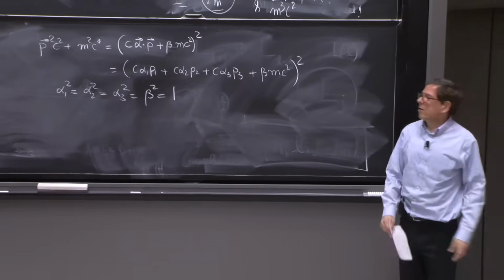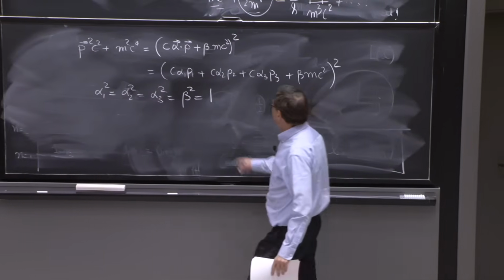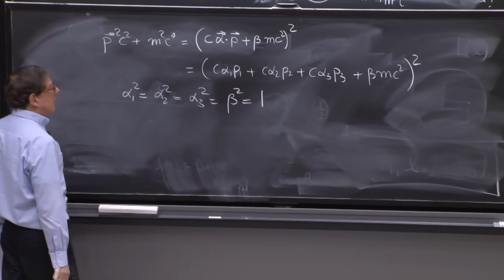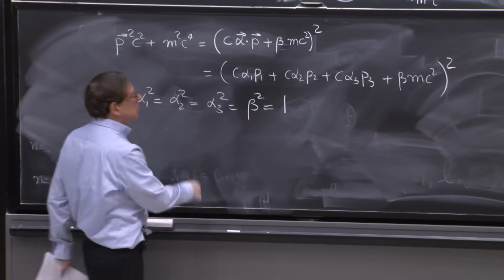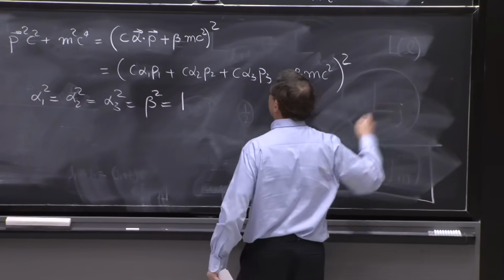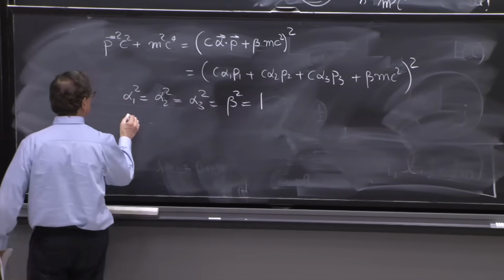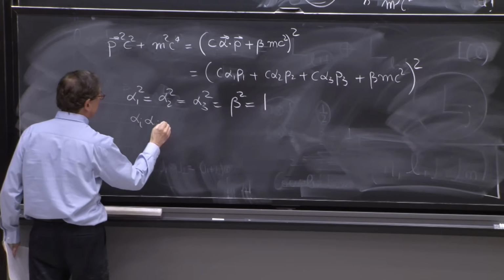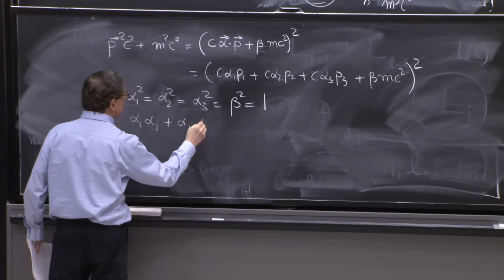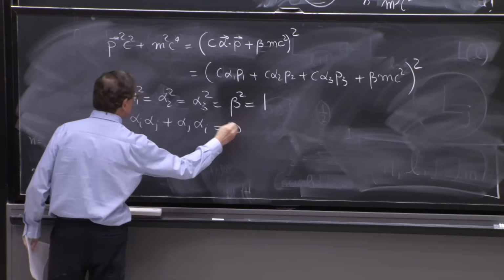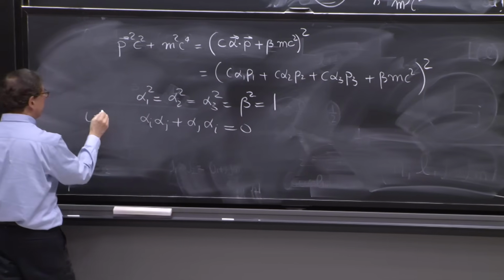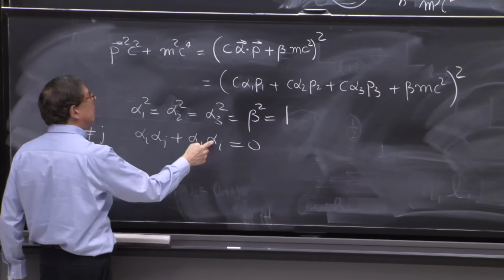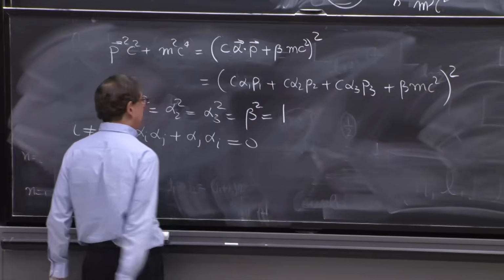But the cross products must also work. So for example, the cross product of p1 with p2 should vanish. And if you write these two factors like that here, what I need now is that alpha i times alpha j plus alpha j times alpha i should be 0 for all i different from j. So for example, alpha 1 alpha 2 plus alpha 2 alpha 1, when you do the product, should vanish.